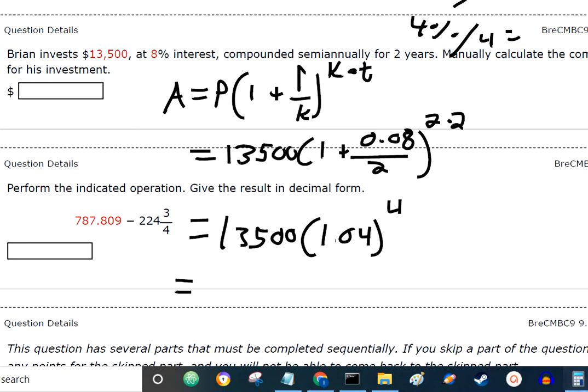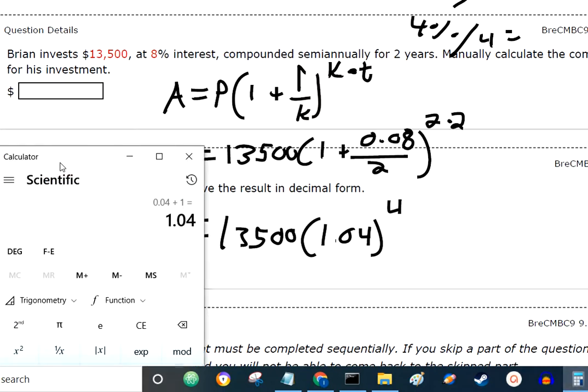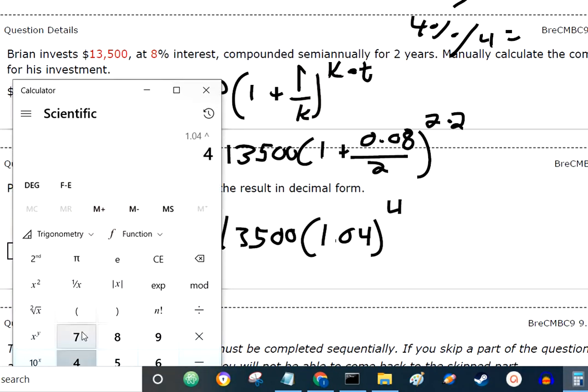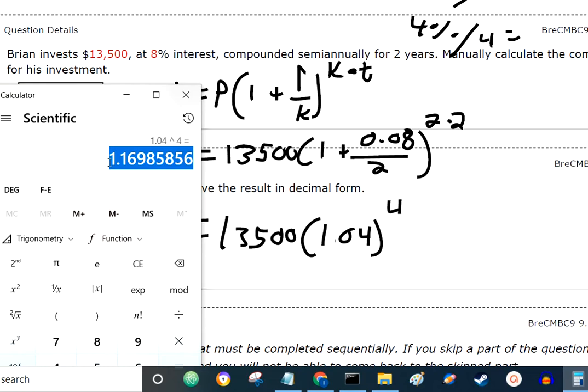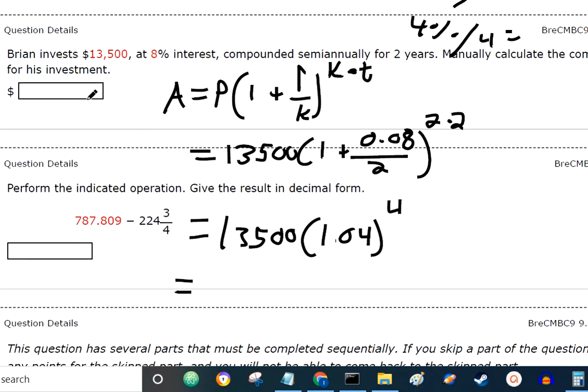And now we can take care of the exponents. I'm going to do 1.04 and hit my exponent button. Or if you want to do it by hand, you could just do 1.04 times 1.04 times 1.04 times 1.04. So we get this big long thing, and that's what this part represents. I'm just going to keep that in my calculator and multiply that by the 13,500. So $15,793.09 goes here.